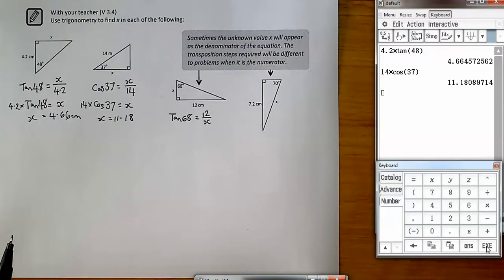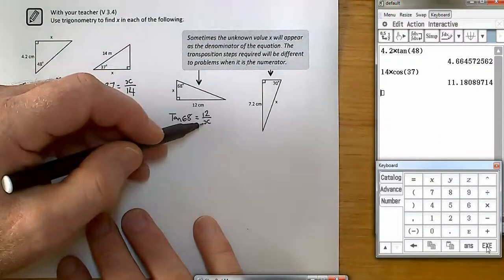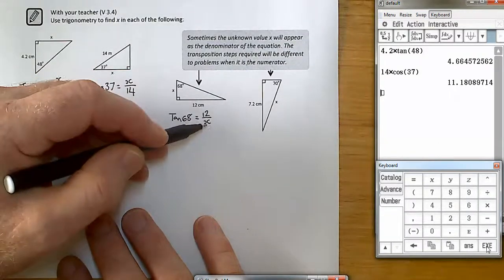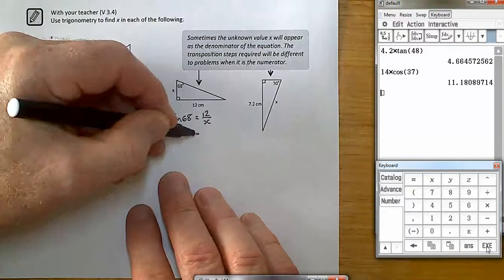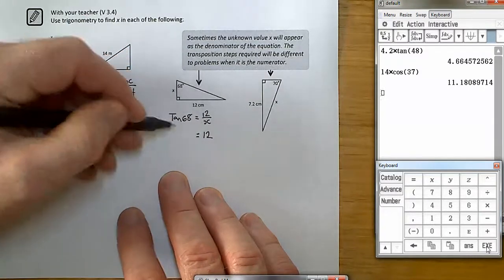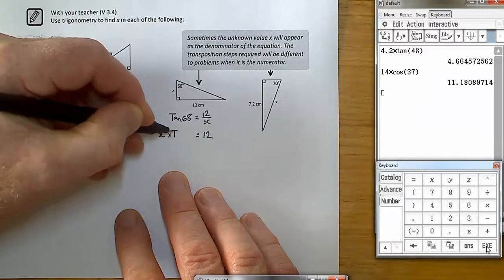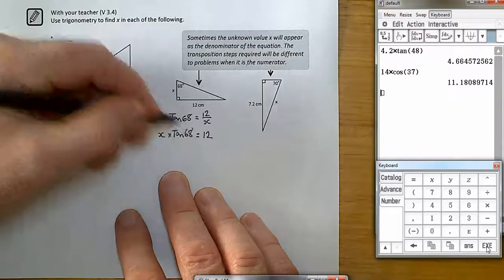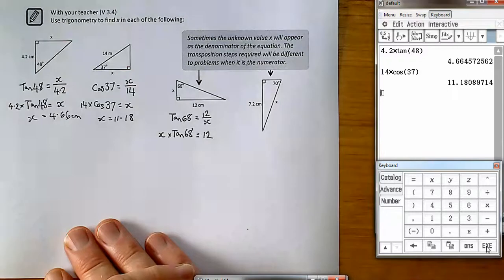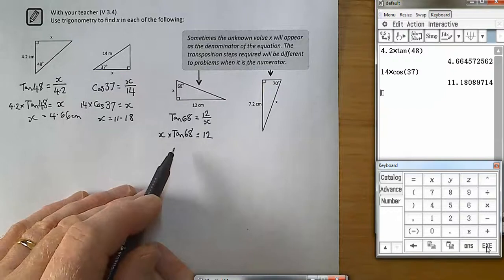I'll start off by multiplying both sides by x. So at the moment it's 12 divided by x. If I times that by x, that's going to get rid of that x there, and I'll just be left with 12. But I've timesed this side by x, so I must also times this side by x. I'll get x times the tan of 68 equals 12. Now I'm trying to get x by itself. I haven't got that yet. All I've got is x times the tan of 68.